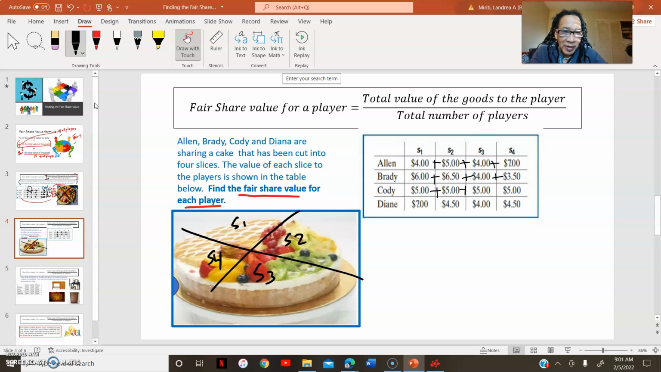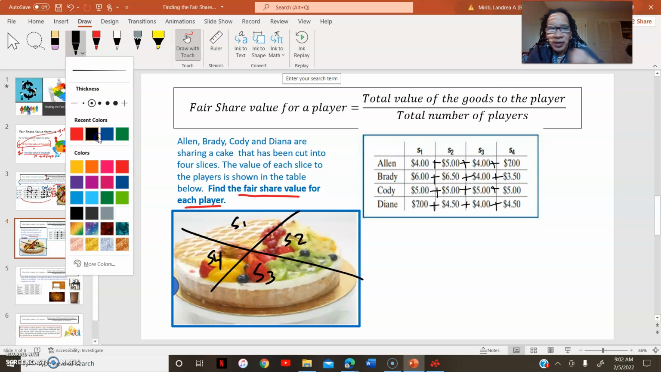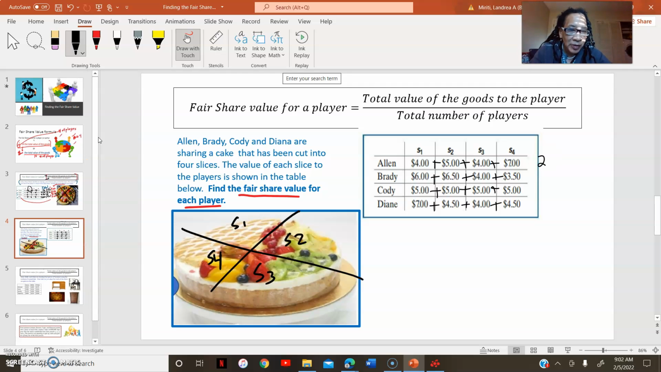In this case, when we add up for everyone, we end up with the same total. And sometimes you have same totals. So the total for all of these players happens to be $20. Total equals 20 for all of them. So if we divide by 4, because we have 4 players, or 4 people sharing.